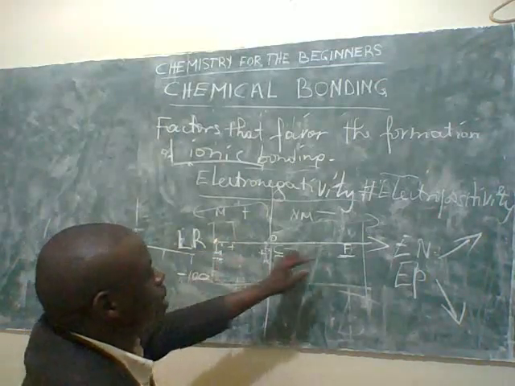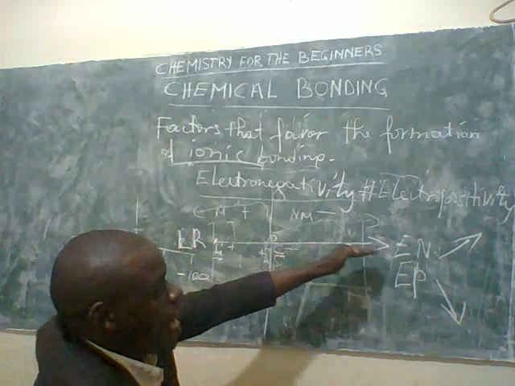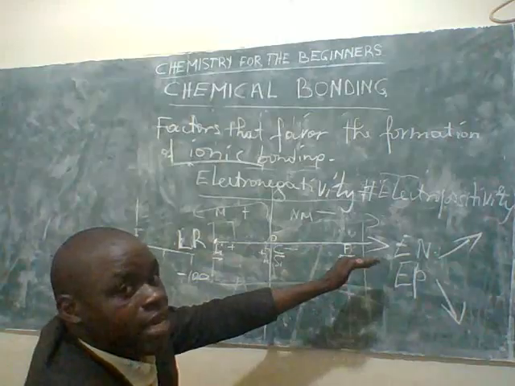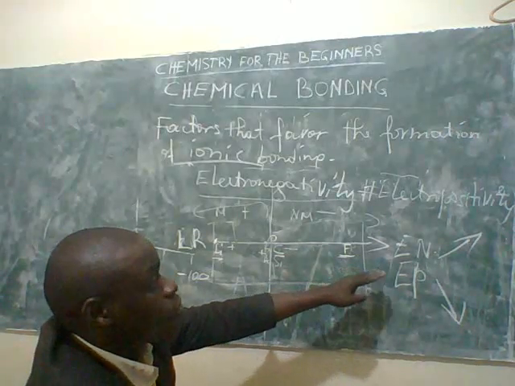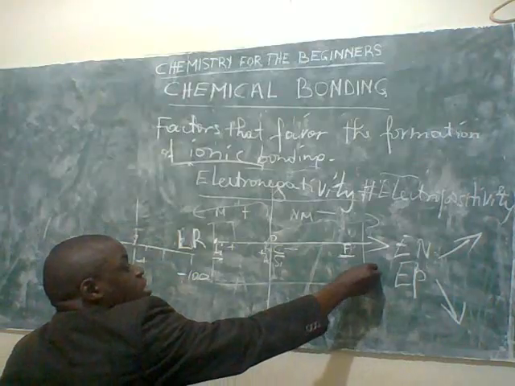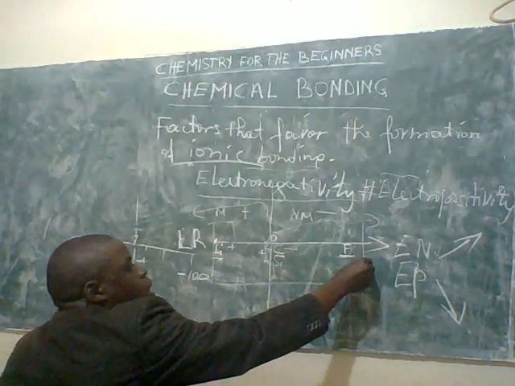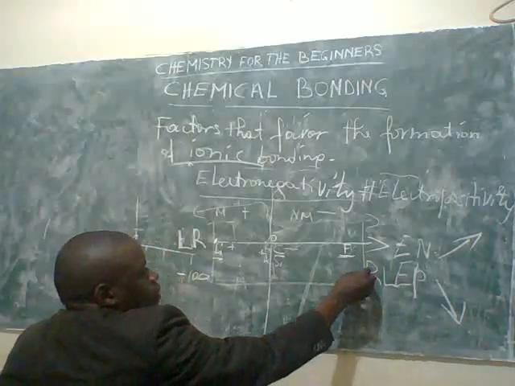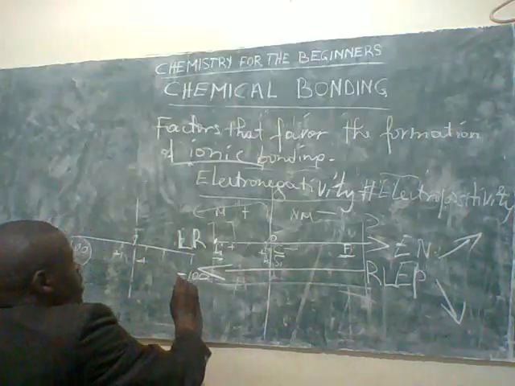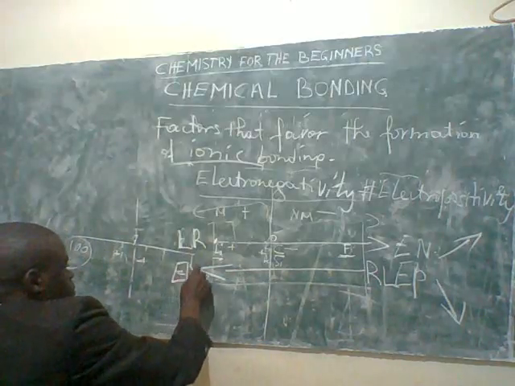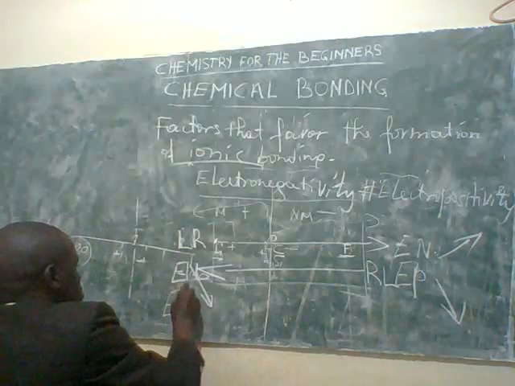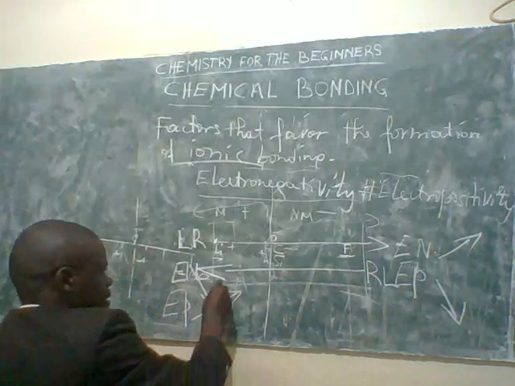from left to right we are moving into nonmetals. And nonmetals have less electropositivity, which means electropositivity increases when we are coming from right to left, when we are coming back here. Right to left, electronegativity decreases, opposite to this. And electropositivity increases.